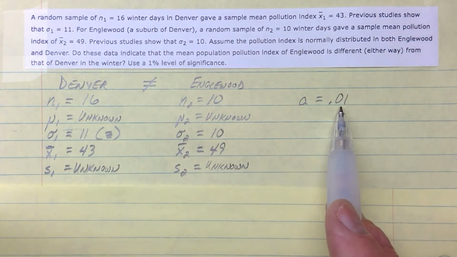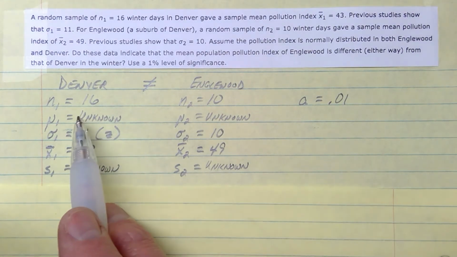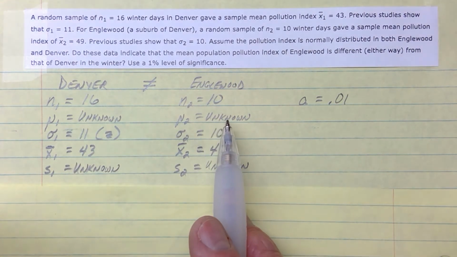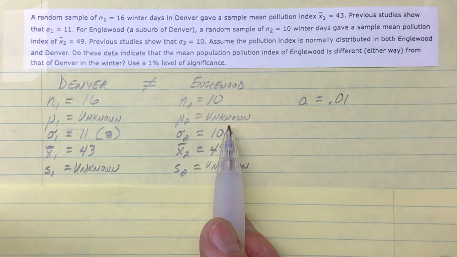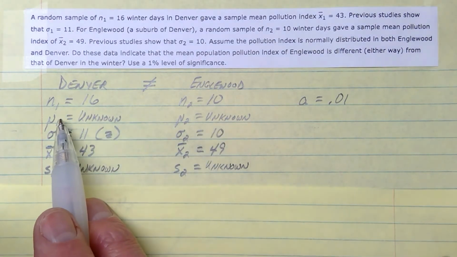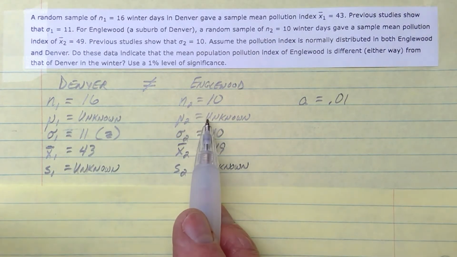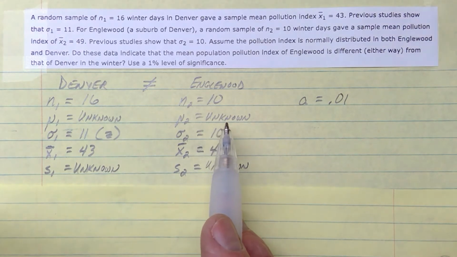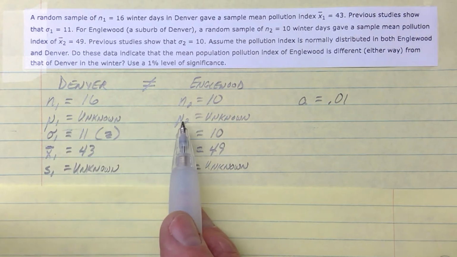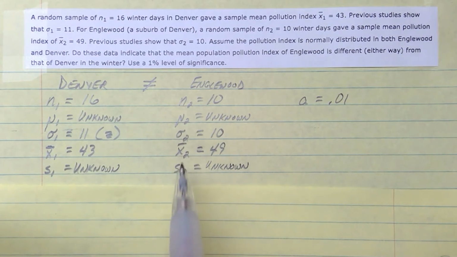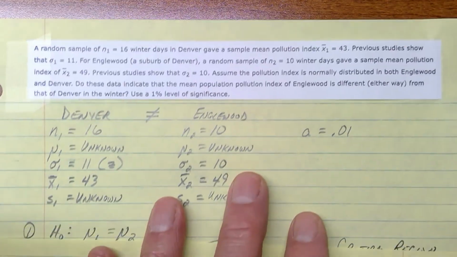Use a 1% level of significance. All right, our sigmas are unknown. I'll show you why in a second. It really doesn't matter because the null hypothesis is saying they're the same, so essentially they're the same number. And when we calculate the test statistic, these mu's kind of go away. You'll see in just a second.